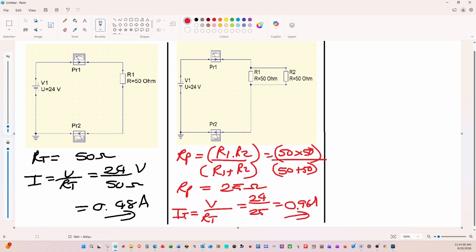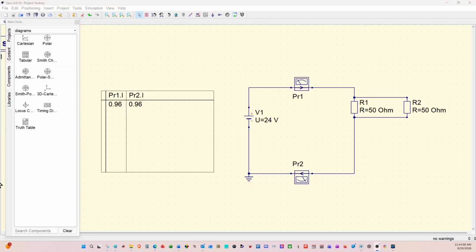Let's go and see what this does on the simulator. And that is exactly what we are seeing on the simulator. The current that flows in, which is the same as the current that flows out, is now going to have a value of 0.96 amps. So effectively, there's an extra path to take the current through it. And therefore, the total resistance that is seen by the power supply is going to be of such a nature that we can allow more current to go and flow through the circuit.